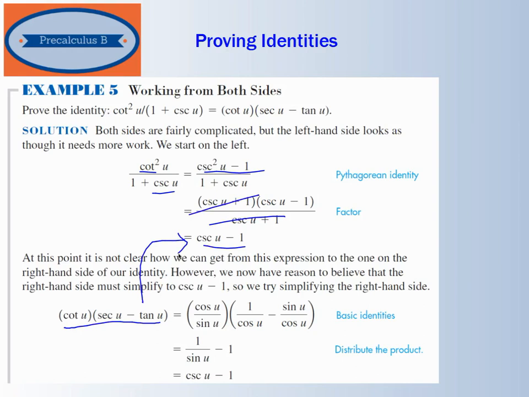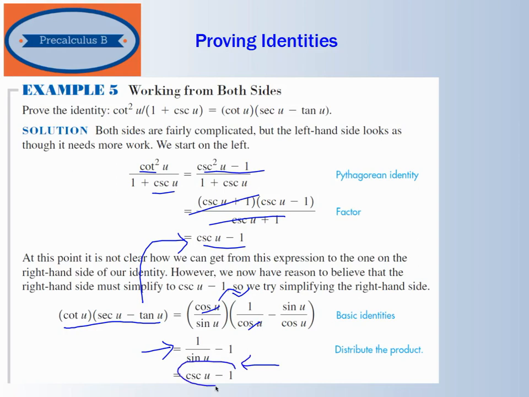In order to do this, I'm going to want to get rid of these tangents. I'm going to set this up using sines and cosines. Cotangent is the same as cosine divided by sine. Tangent is the same as sine divided by cosine. So I'm going to go ahead and distribute this. And when I distribute, my cosines will cancel. I'll get 1 over sine u for the left-hand side. And on the right-hand side, not only do my cosines cancel, but so do my sines, and I'm just left with minus 1. So I get 1 over sine u minus 1, which is the same as cosecant u minus 1. We got that same thing.